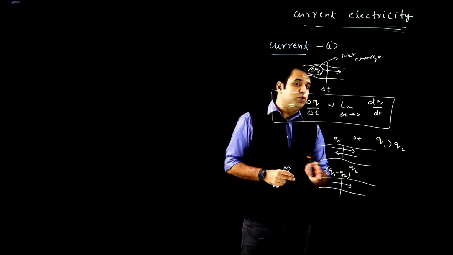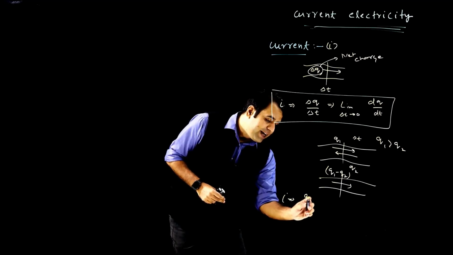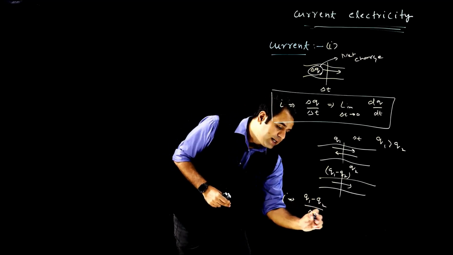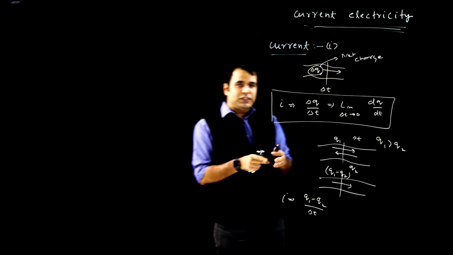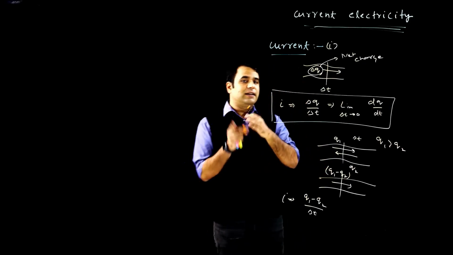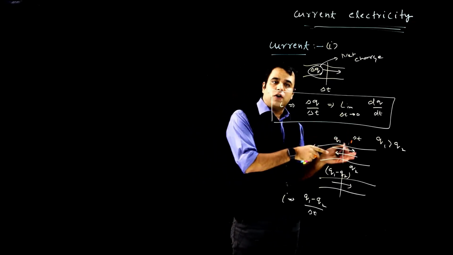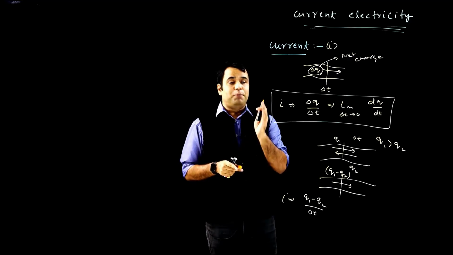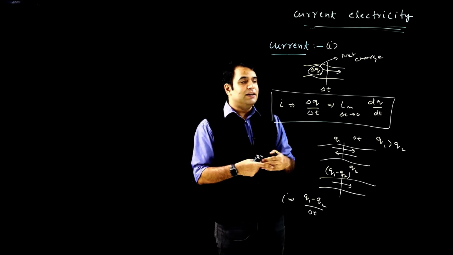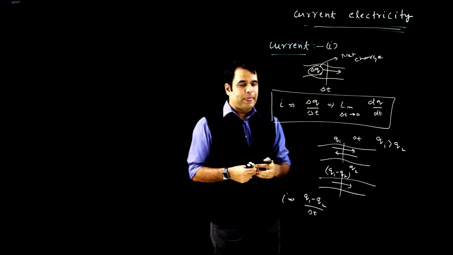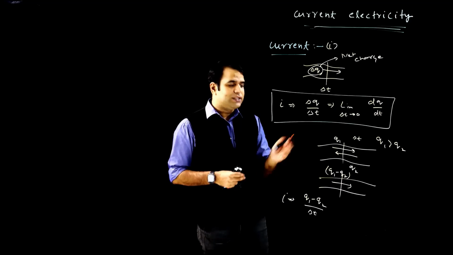If this Q1 minus Q2 charge is passing through the cross-section area in delta T time, then the current will be defined as Q1 minus Q2 upon delta T. It's not Q1 plus Q2. So the direction does matter. It's not just that charges are crossing the cross-section area; it matters what charge is crossing, from right to left or from left to right. So we talk about the net charge passing through the cross-section area in one particular direction. If the charge is flowing in both directions, we have to talk about the net charge. And one more thing: when we're talking about Q1 and Q2, we have to consider the sign as well. How will the sign be taken care of?